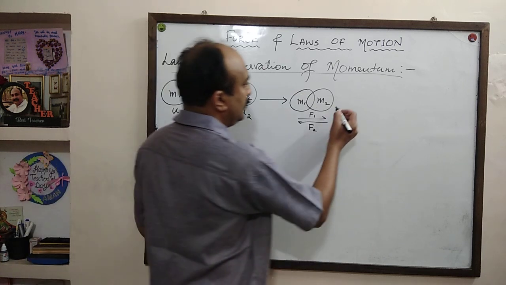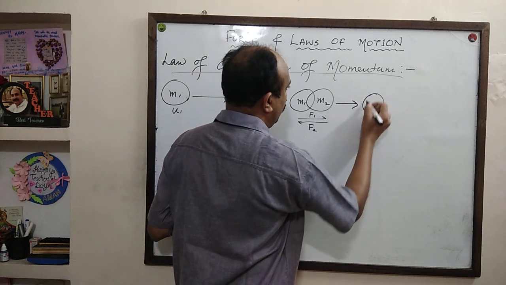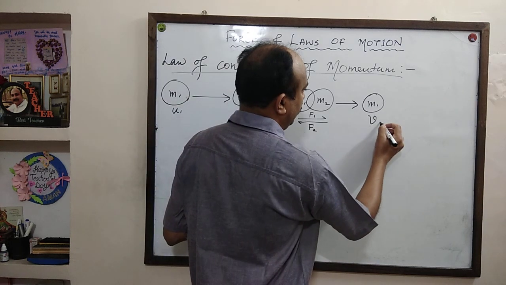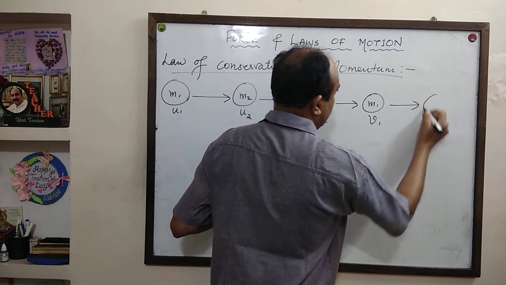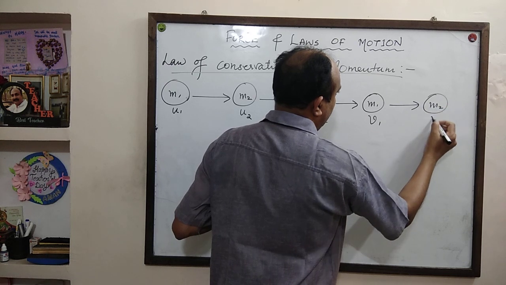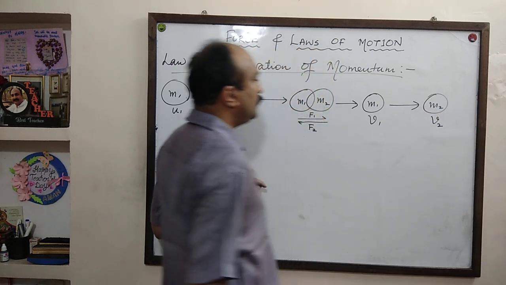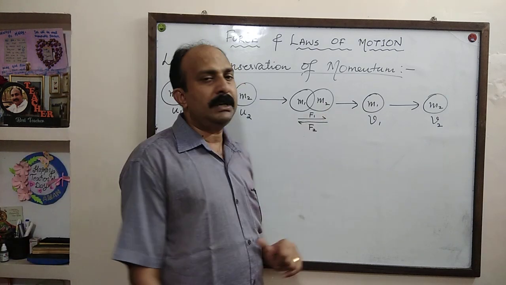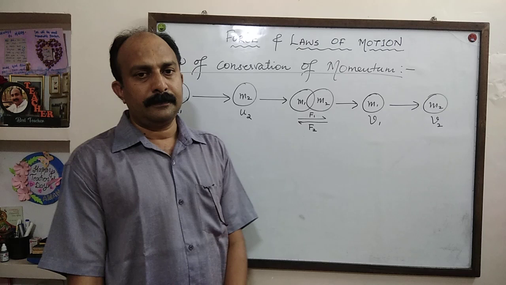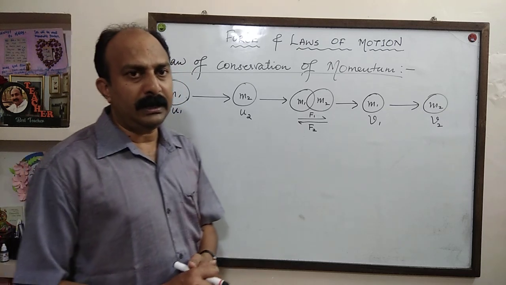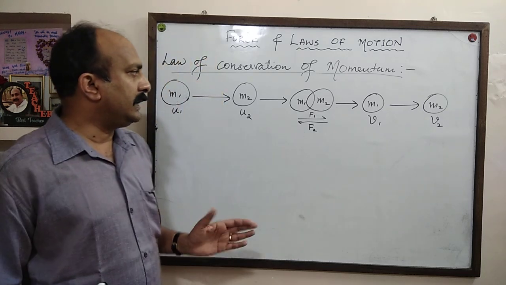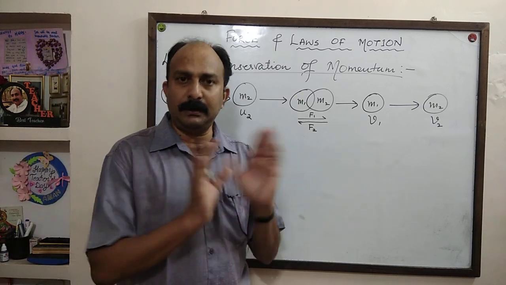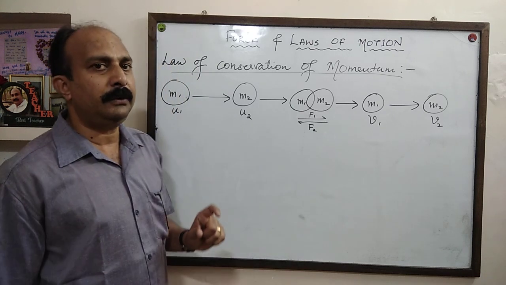Suppose after the collision, the first body of mass m1 is moving with a velocity v1 and the second body m2 is moving with a velocity v2, and the time of collision is t, small letter t. So this is a very important derivation. Before you start the derivation, you have to draw it and you have to write a short description about the activity. What will you write?